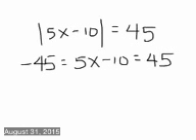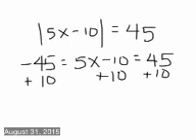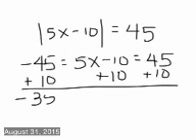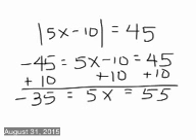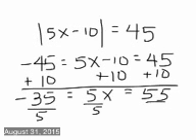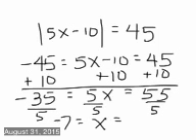So, Nancy, what's the first thing we do after we've done that? Yeah, add 10 to everything. So I got negative 35 equals 5x equals 55. Bridger, how do I finish it out? Divide by 5. And negative 35 divided by 5 is? Negative 7 equals x. And 55 divided by 5 is? 11. And we're done. There we go.